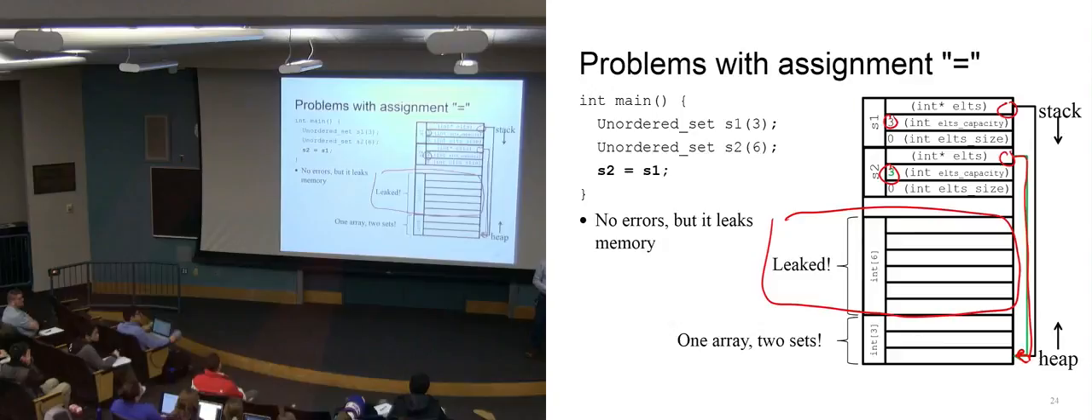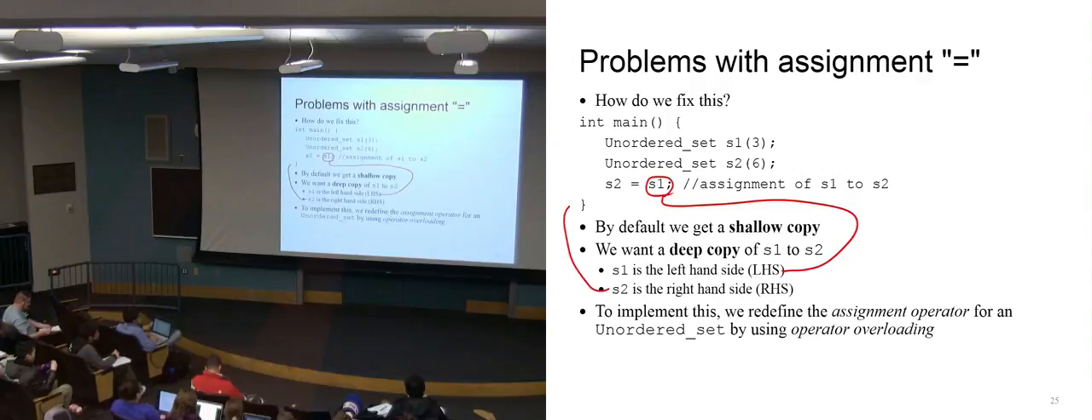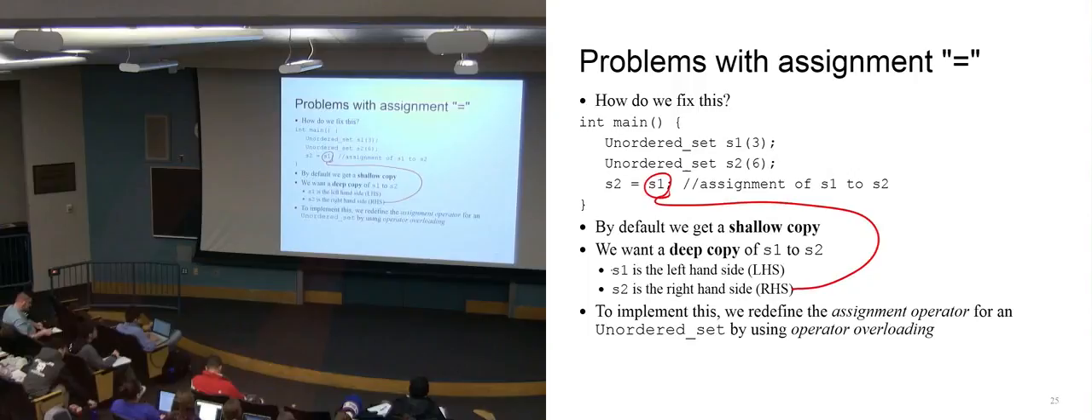Can we overload the equal sign to do a deep copy instead of a shallow copy? I reworded your question a little bit. Yes, that's exactly what we're about to do. So in the first half of lecture, we hacked the copy constructor to do what we want. Now we're going to hack the equal sign to do what we want. So what we want is a copy from the right-hand side to the left-hand side. So we're going to redefine the assignment operator that only affects unordered sets. Ints are going to work fine, doubles work fine, other data types work fine. This will only affect unordered sets.